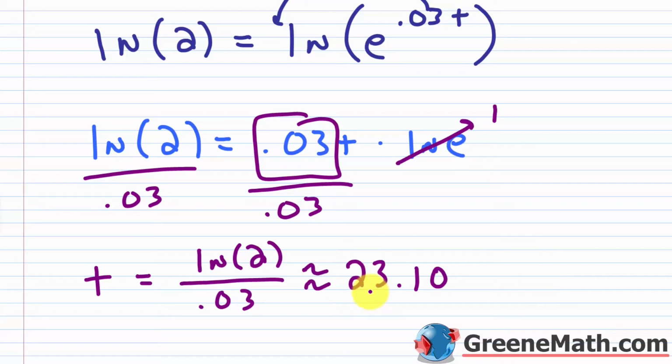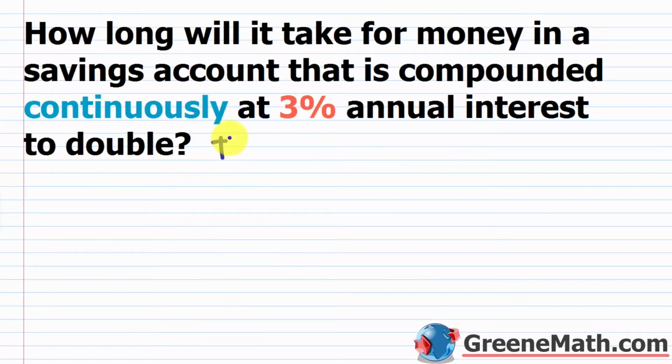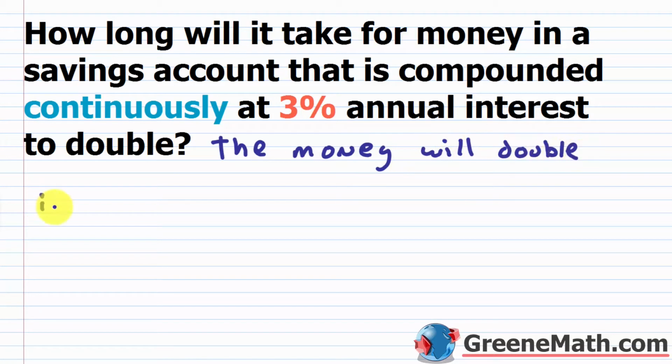So let's take this 23.10 and make a little sentence. And I'm just going to say that the money will double in about, and I'm going to use about because it's an approximation, 23.1, and you can put 0 if you want, but 23.1 and 23.10 are the same. Let's just put 23.10 years.